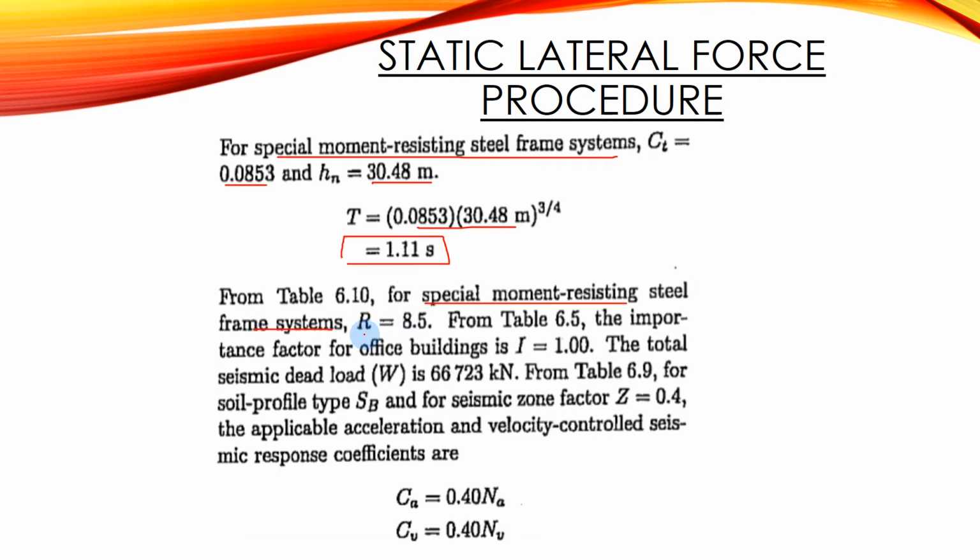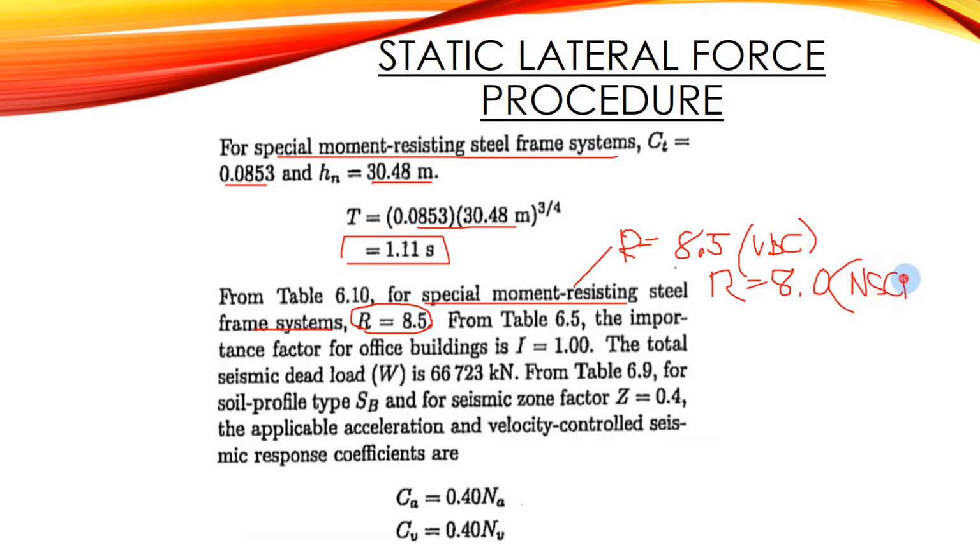I think in the UBC the value is 8.5, as we compared last time. But the one I want to use is the NSCP, and in the NSCP I think it is 8 also. Okay, but the one we will use in the problem is the NSCP.